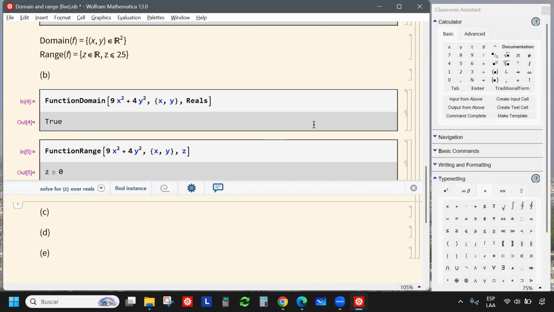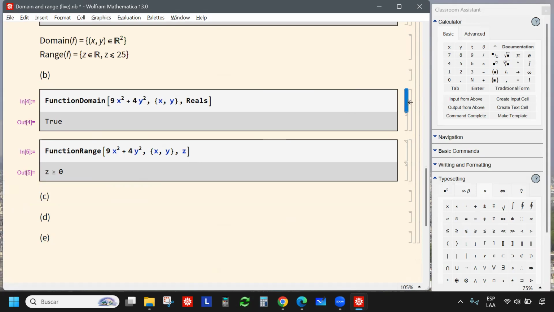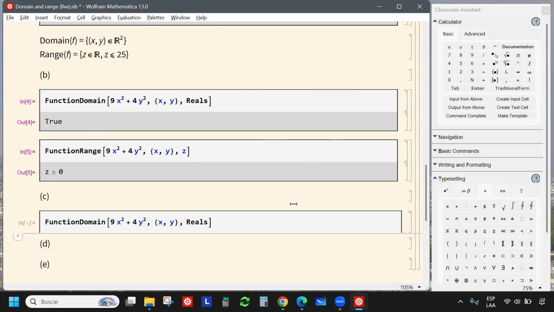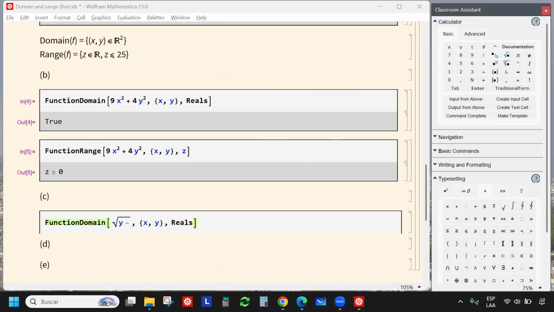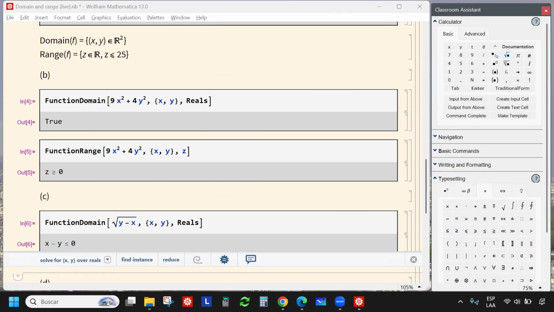I will copy from the previous exercise, paste below. And I change the function. It is the square root of y minus x. Here it is. As the argument of the square root must be non-negative, we see that the domain is what we expected. These are the pairs in R squared such that x minus y is less than or equal to 0, or equivalently, y minus x greater than or equal to 0.